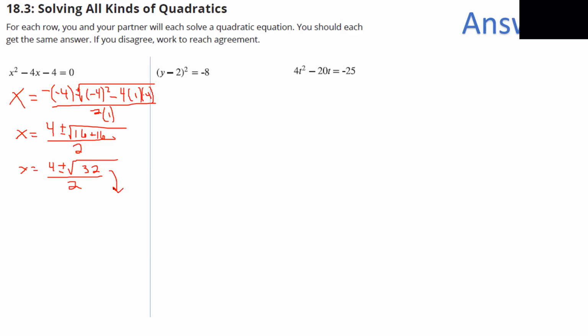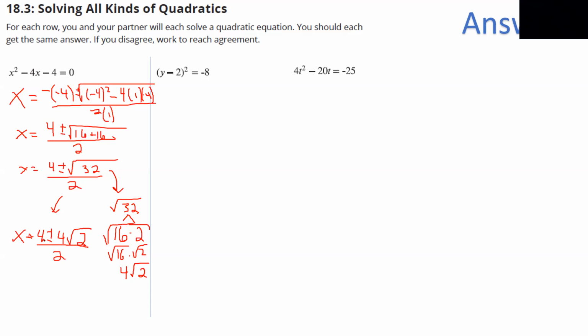In this situation, we do want to simplify the square root of 32. So the square root of 32 is going to simplify as 16 times 2. Now, if we were to break down this square root of 32 as the square root of 16 times the square root of 2, we know the square root of 16 is 4, and we can't take the square root of 2, so we just leave that as is. That's just another way of working out the factor tree. So now this becomes x is equal to 4 plus or minus 4 square root of 2 all over 2.